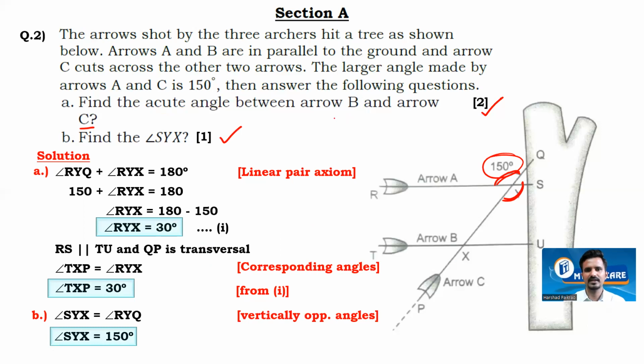So in all, we get 3 marks for this main question 2 of section A. Let's see the next question.